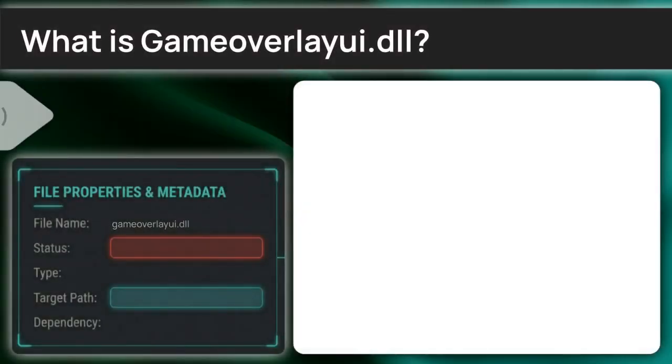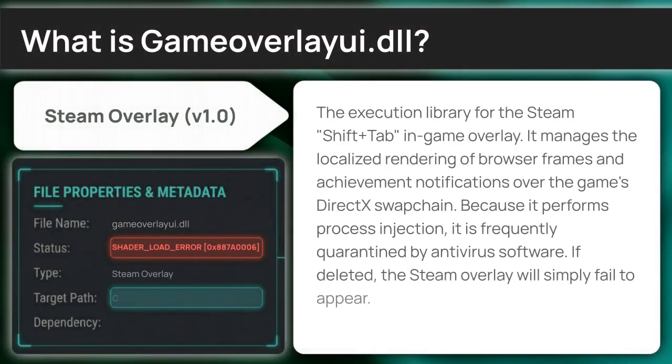This is the Game Overlay user interface, the execution library for the Steam Shift+Tab in-game overlay. It manages the localized rendering of browser frames and achievement notifications over the game's DirectX swap chain. Because it performs process injection, it is frequently quarantined by antivirus software. If deleted, the Steam overlay will simply fail to appear. Since we've covered what this file is, let's move to the primary fix.